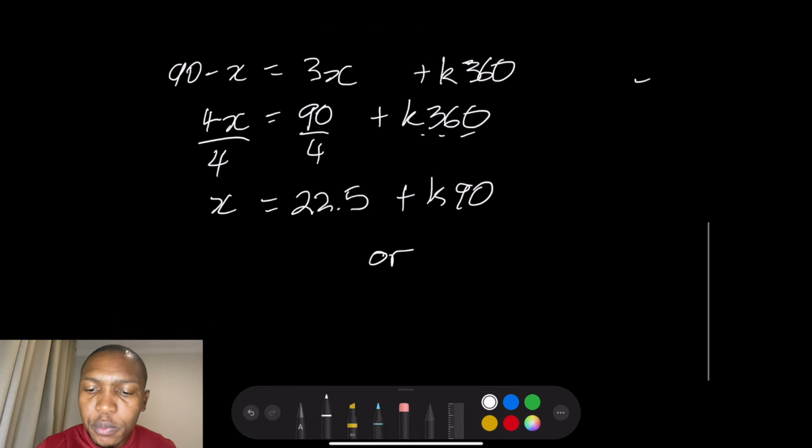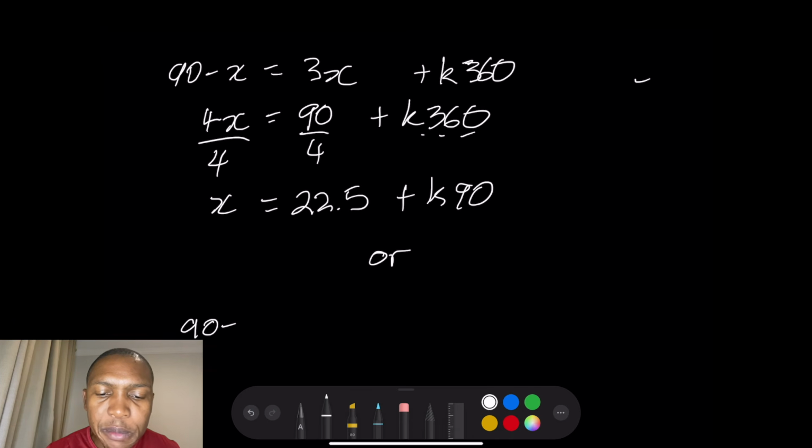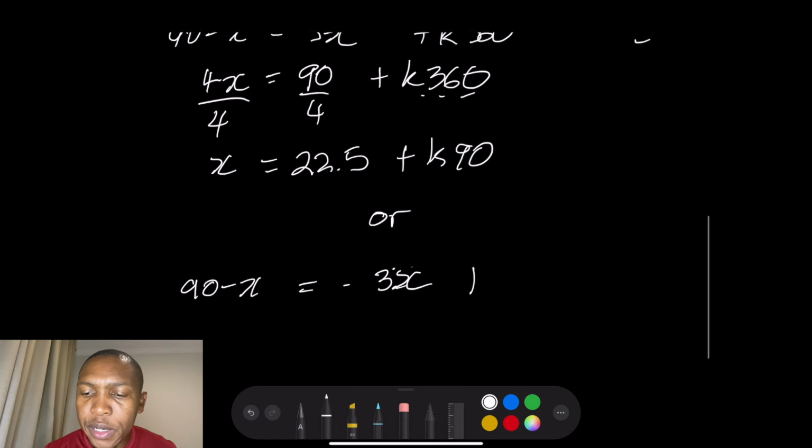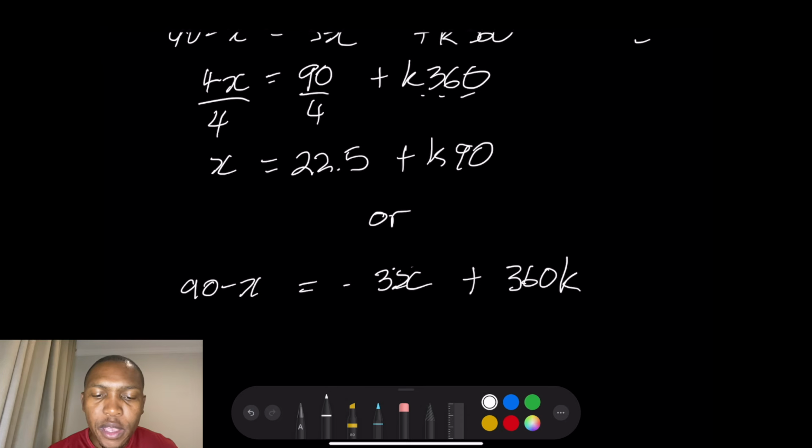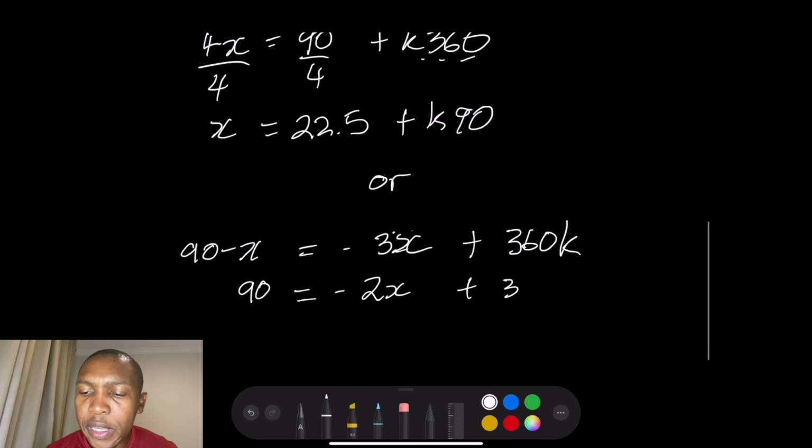Or, I don't have enough space. I would have actually done them side by side. Or 90 minus x would be equal to minus 3x. I don't know why I keep making that mistake. So that's minus 3x, but remember, this is plus 360k. So if I take x to the other side, I've got 90 is equal to minus 2x plus 360k.